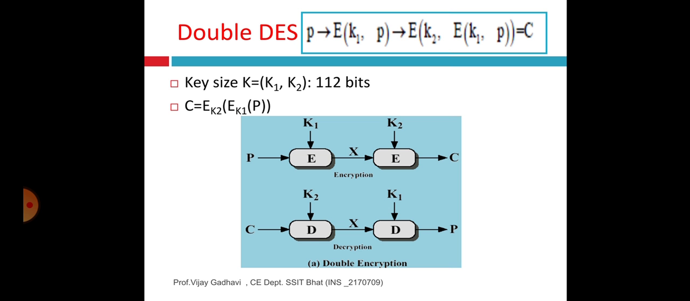For double DES, key size is 112 bits. Equation same as above, with the double encryption figure. Here two keys are used, K1 and K2. Then apply the encryption process and we get output C, from plaintext to ciphertext and ciphertext to plaintext. This is all about the basic idea of double encryption.